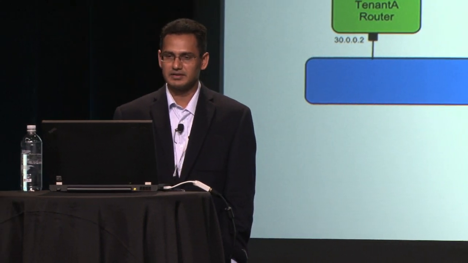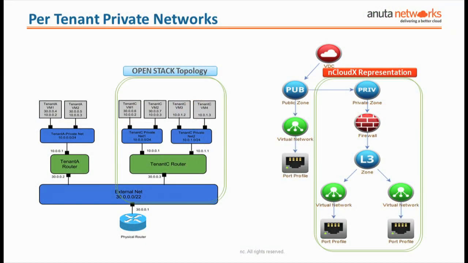Let's look at a little more complex example, where a private network is required for each tenant, okay? And each tenant needs a private address space too. That particular requirement can be represented in nCloudX using the diagram that I'm showing on the right-hand side, where there is a public zone and a private zone, and the private zone has a firewall and L3 isolation to which virtual networks are connected.